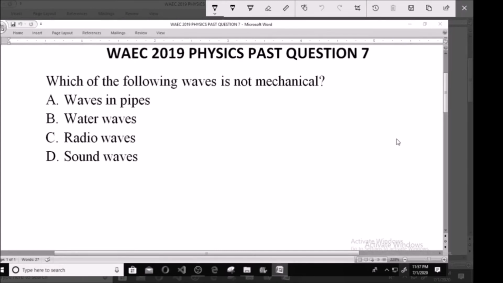Which of the following waves is not mechanical? A. Waves in pipes. B. Water waves. C. Radio waves. D. Sound waves. So which of them is not mechanical?